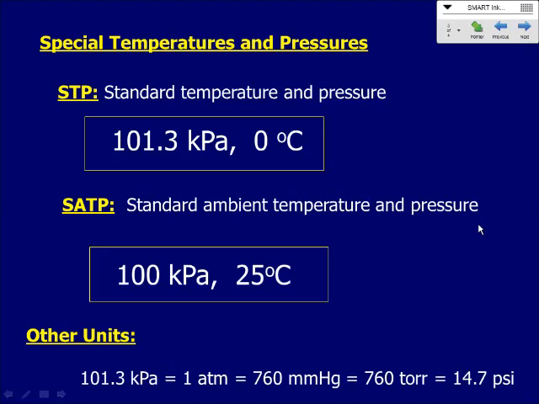SATP stands for standard ambient temperature and pressure. Also a very important temperature and pressure. These have been decided by chemists as being important numbers pertaining to laboratory conditions. In a laboratory, the temperature is usually around 25 degrees. It's a little warmer than what we consider room temperature, 23.